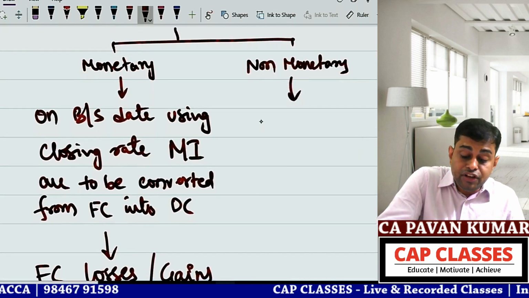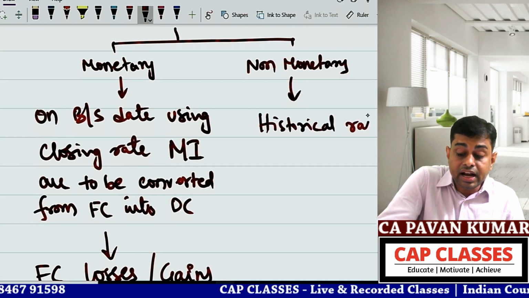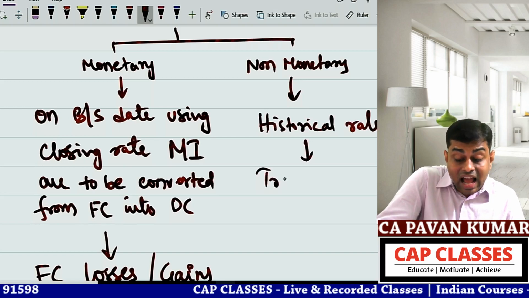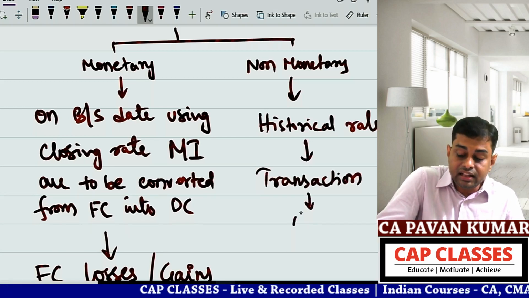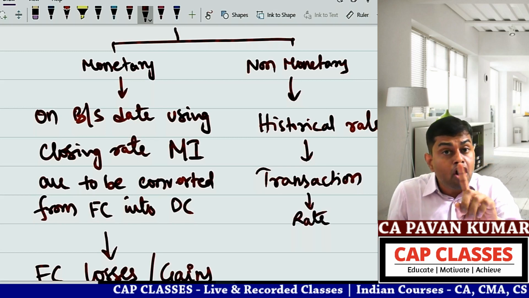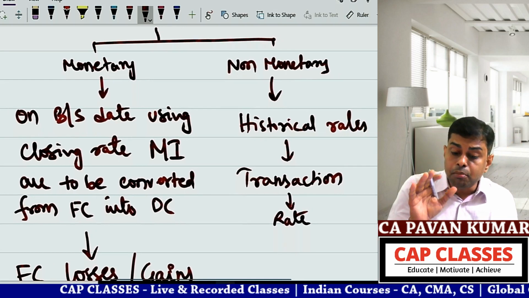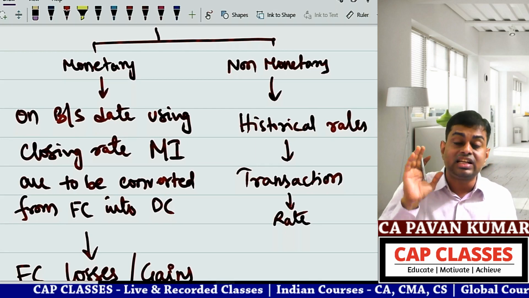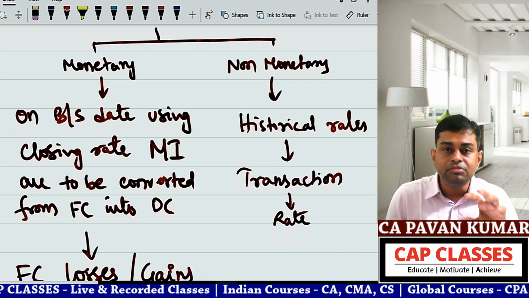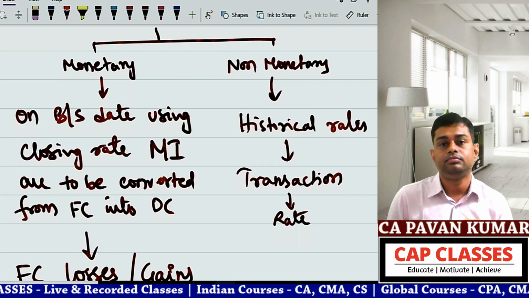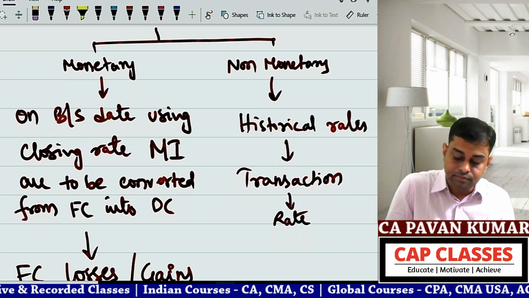Non-monetary items, we use historical rates. That means on the date of transaction, whatever the rate is there, that rate we use, and we will not translate it on the date of balance sheet. Every balance sheet, non-monetary items will not be translated into domestic currency again. What is the rule? Monetary items translate or convert on the balance sheet date. Non-monetary items don't convert. That's it.